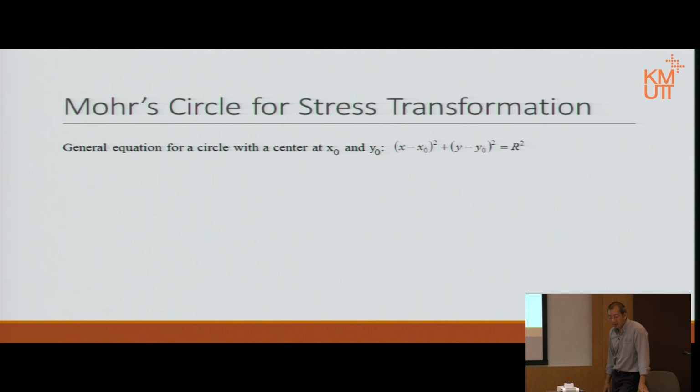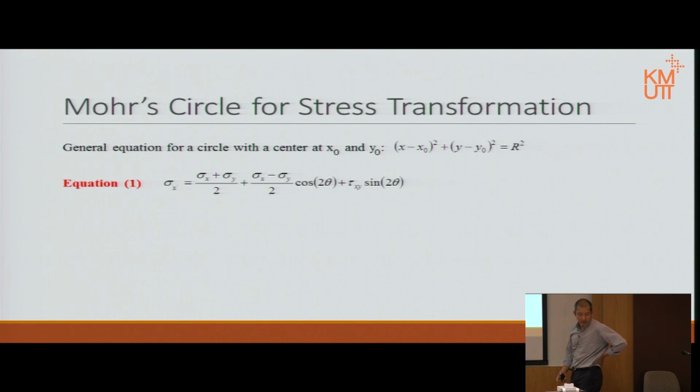Well, before we go on, this is the general equation for a circle. The center is at x naught and y naught, and of course the capital R is the radius. We have equation here like that. We have equation 2. We just rearrange it first. Of course, we set up x as sigma x prime and tau x prime y prime as y.